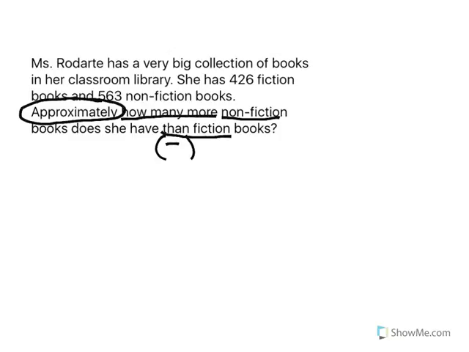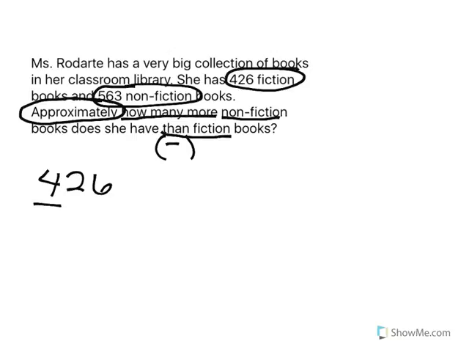Okay, so now I'm ready to read the rest of the problem. Ms. Rodarte has a very big collection of books in her classroom library. She has 426 fiction books and 563 nonfiction books. So I know I need fiction and I need nonfiction like the question told me. Since it said approximately, I have to round first. I'm going to take 426. Again, since I have a 3-digit number, I'm choosing to round to the hundreds place. I underline my hundreds place, I circle my helper. My helper says to let it rest, so my hundreds place stays the same. This number gets rounded to 400.